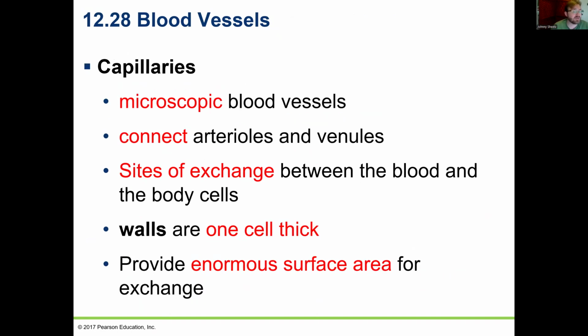Now, the capillaries, these are the microscopic blood vessels that are going to connect arterioles and venules, and they're going to be the site of gas exchange between blood and the body cells. The walls are only a cell thick, and so this is going to provide a very large surface area for gas exchange, as well as the exchange of nutrients and fluids. So everything exchange, really.